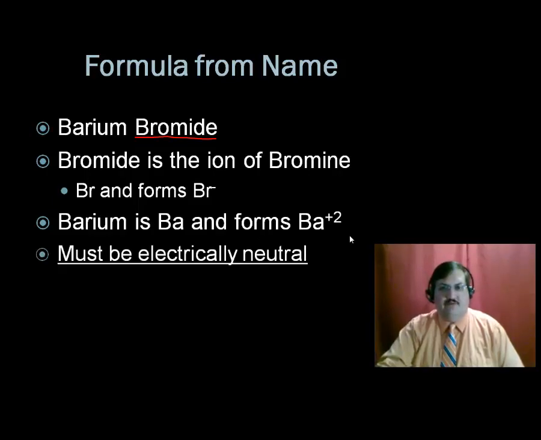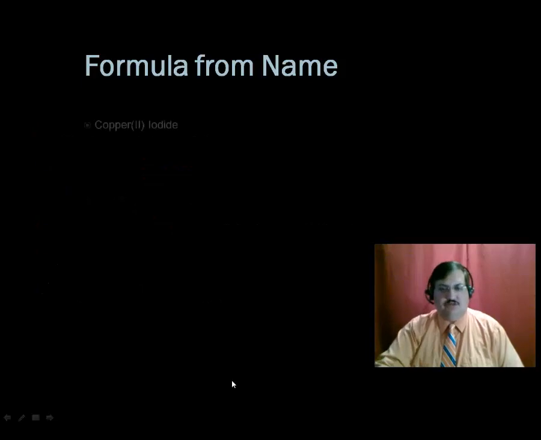Remember that our formula must be electrically neutral. Our positives need to cancel out our negatives. This will leave me with one barium, which is a +2 charge, and two of my bromides, which are going to be a -1 charge each. Two of them will give me a -2 charge.